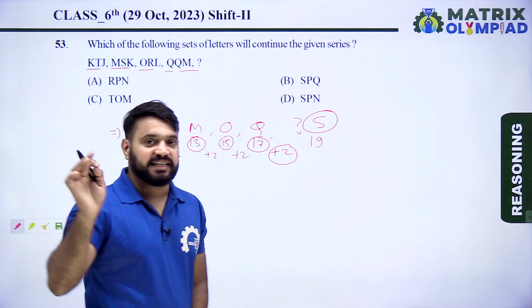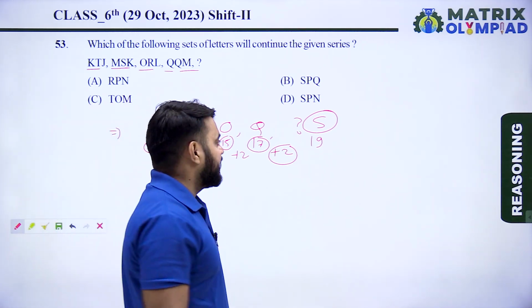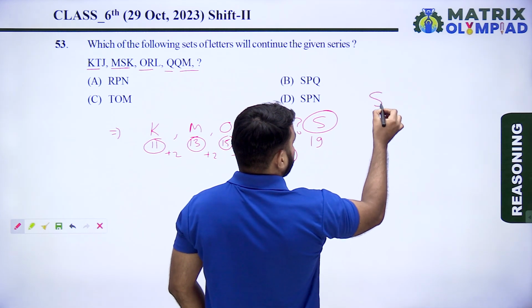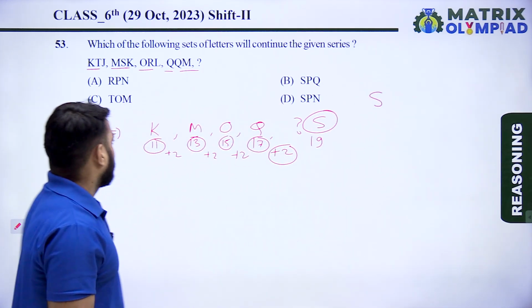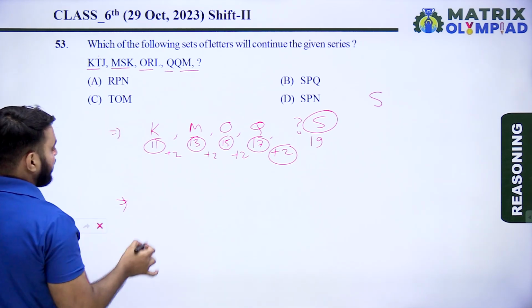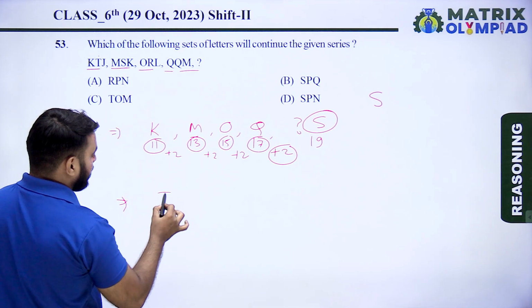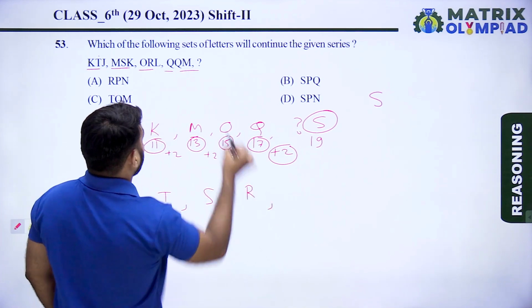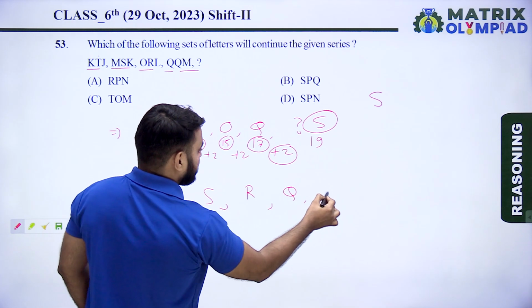Position of S in the English alphabet is 19. So the first letter of the missing term is S. Now taking the second alphabet of each term, the second alphabet of each term is T, then S, then R, then Q, and the next is missing.